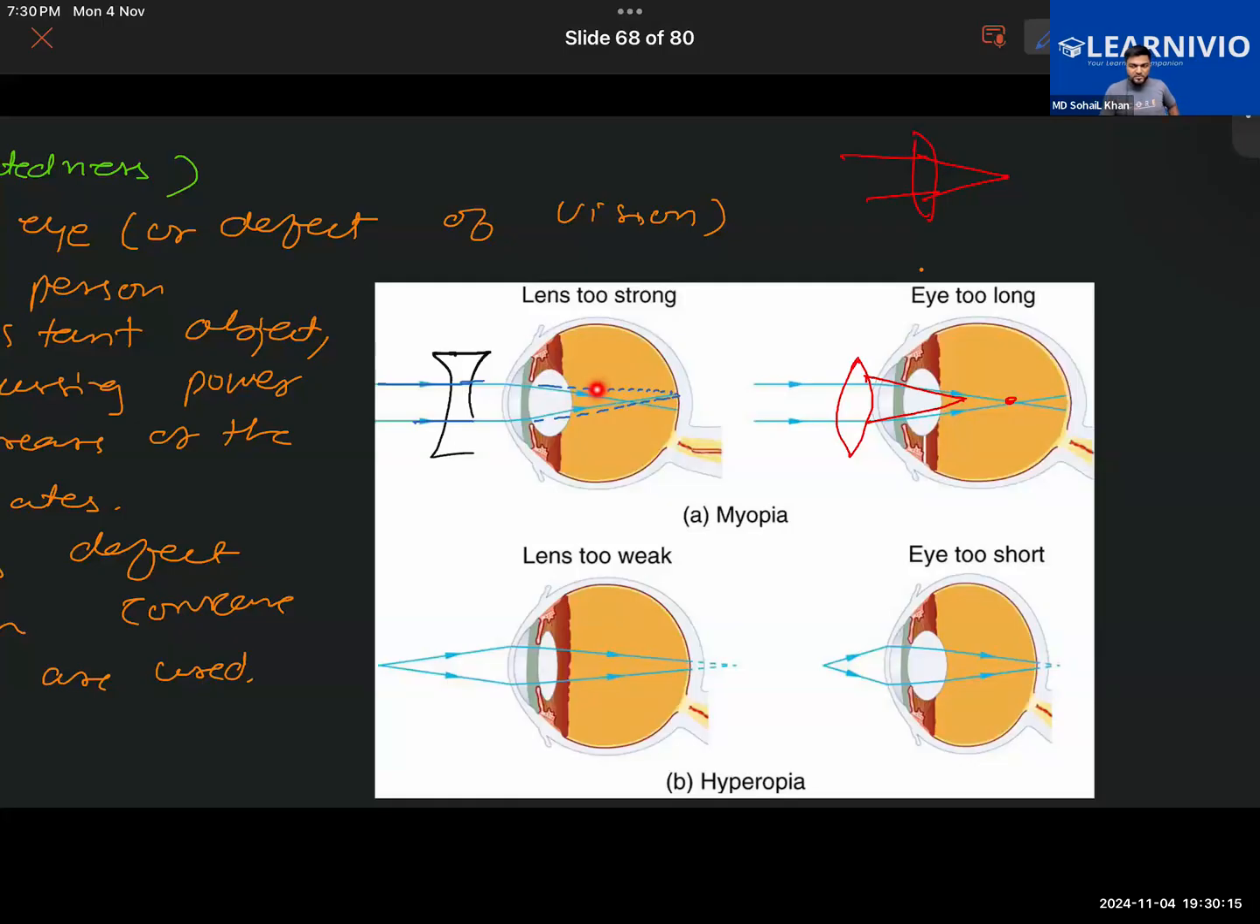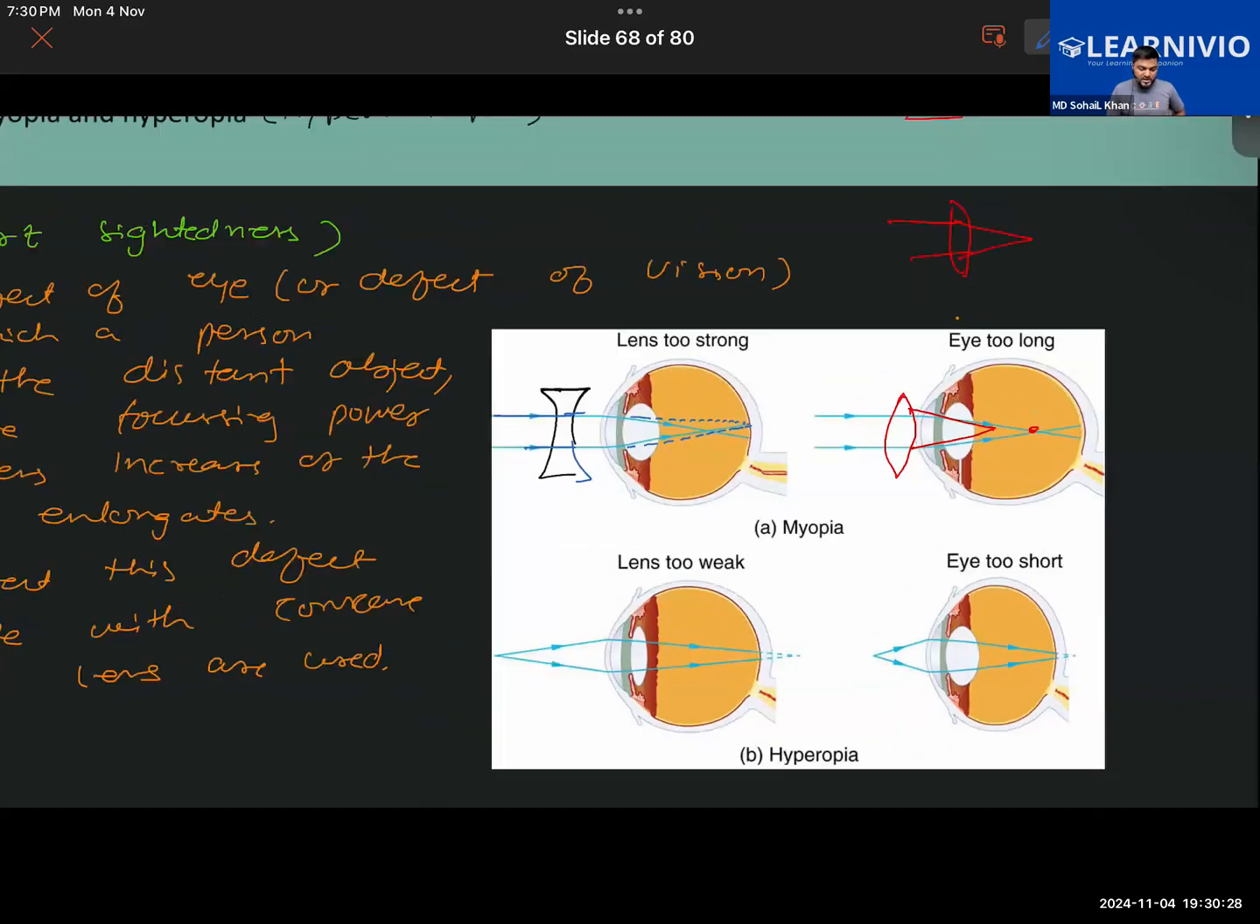Yes. And we know the property of the concave lens: it diverges the rays of light. That is the reason why this concave lens is used, as it will be diverging the rays of light. Okay? So that is the thing.